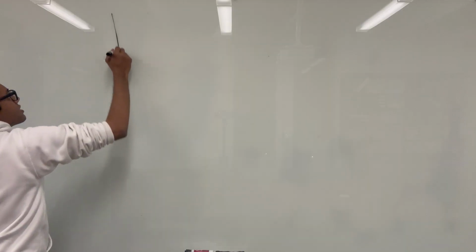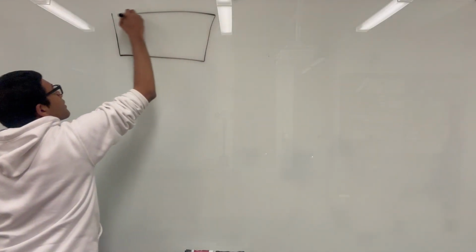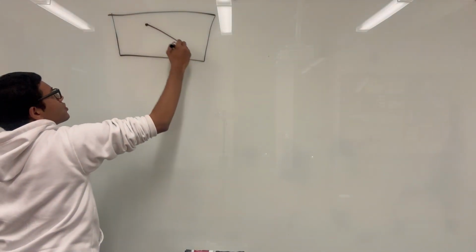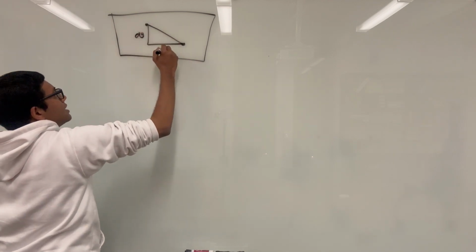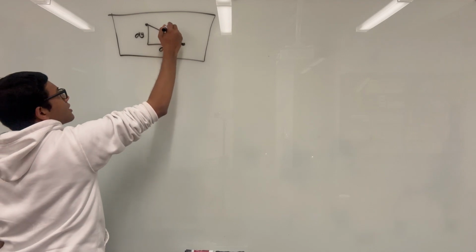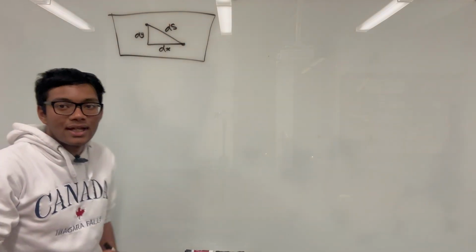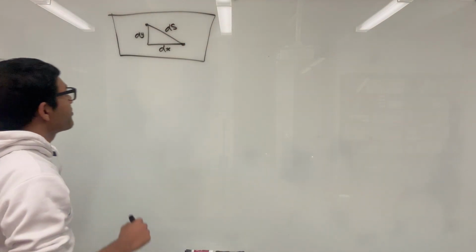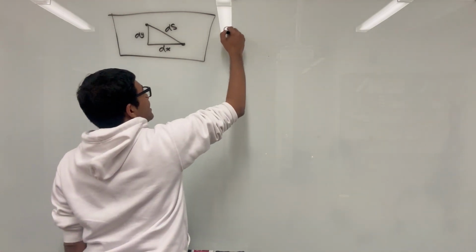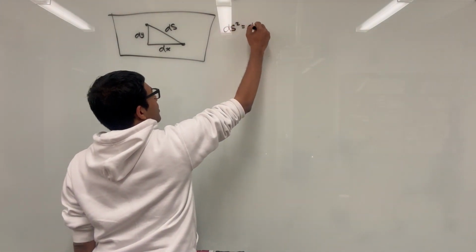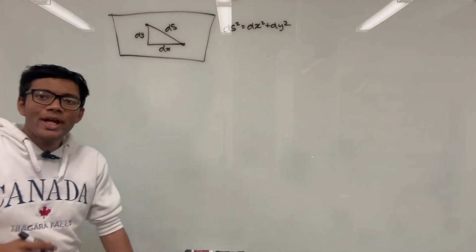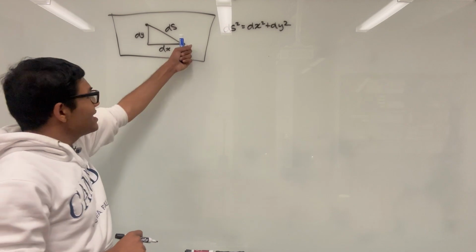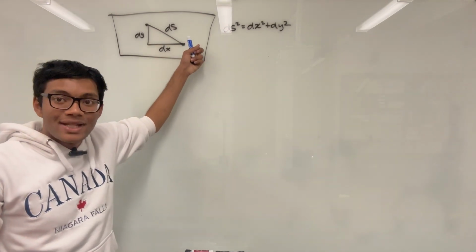Let's check it out. So here's my flat sheet of paper, and here's a right triangle with side lengths of dy, dx, and let's call this ds. Now, I know from the Pythagorean theorem that ds squared is dx squared plus dy squared. Okay, great. Now, this is if I have a flat space and time.